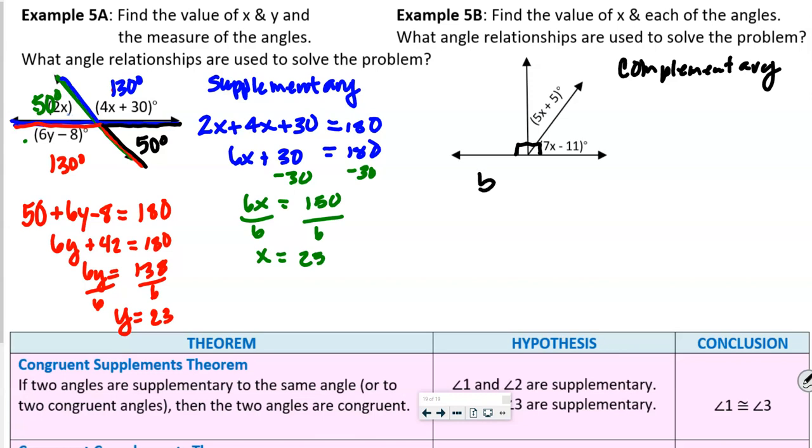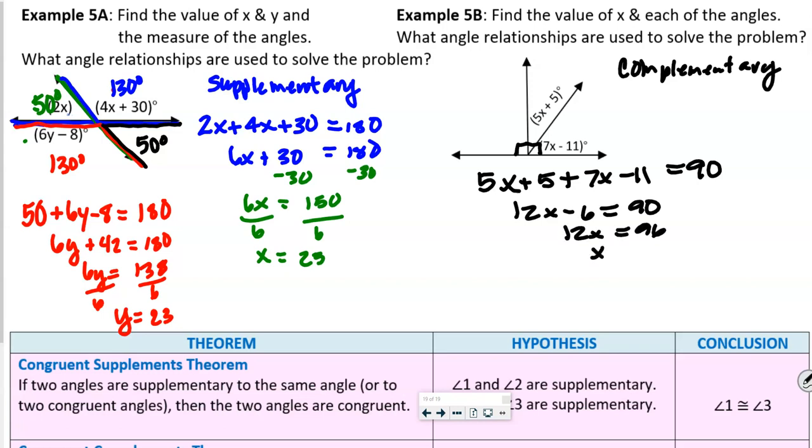So we're going to say 5x plus 5 plus 7x minus 11 equals 90 this time. Combine our like terms, so that's going to give us 12x, and 5 minus 11 is minus 6, equals 90. Add the 6 to both sides to get rid of that negative 6. That's going to be 12x equals 96. So x equals 8.